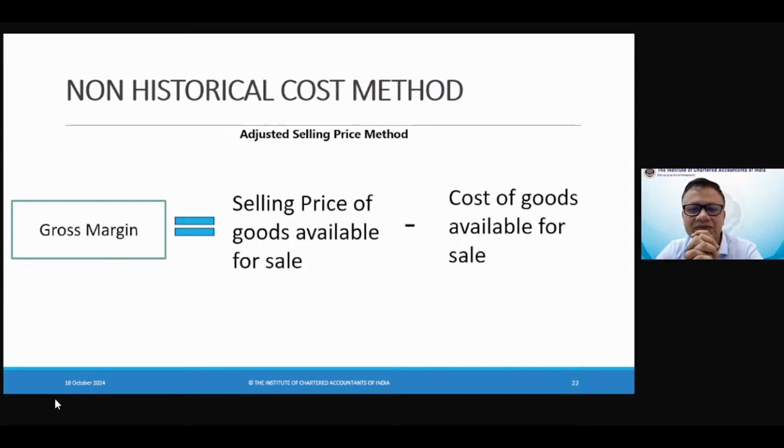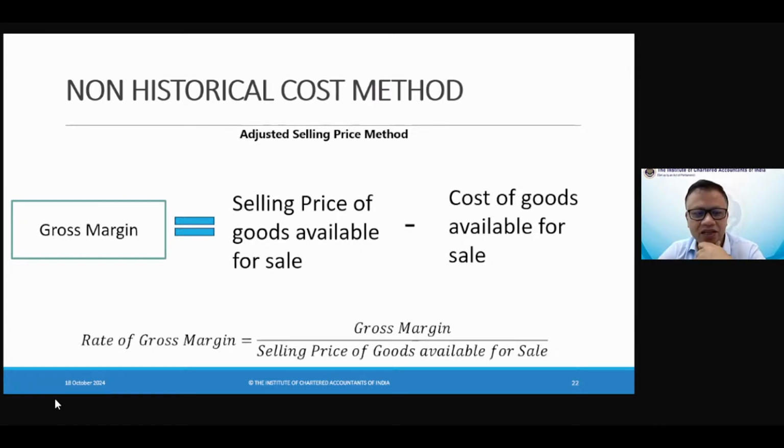So gross margin is selling price of goods available for sale minus cost of goods available for sale. So what is the rate of gross margin now? It is gross margin divided by the selling price of goods available for sale. So once you calculate the gross margin, you can also get the rate of gross margin. Any doubts here? Okay.